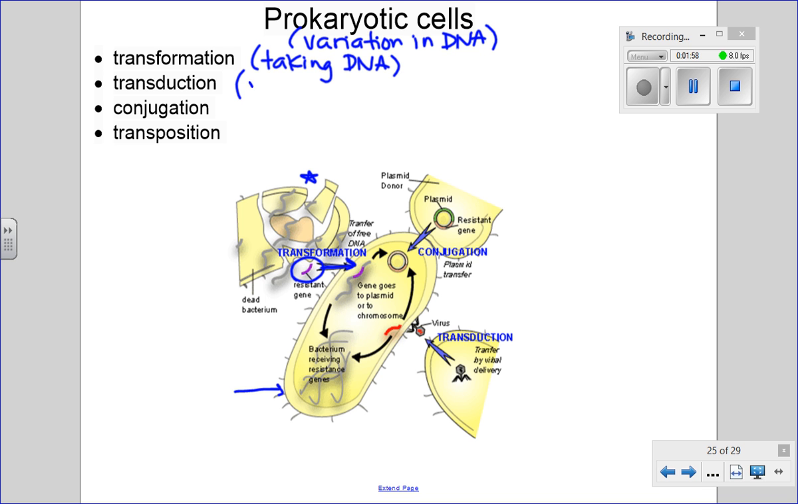Transduction usually has to do with viral DNA. So on the bottom, there's a picture here of transduction, and you might recognize that little image. That is a bacteriophage. It's a virus that affects bacteria. I showed you one previously. This is when viral DNA is incorporated.